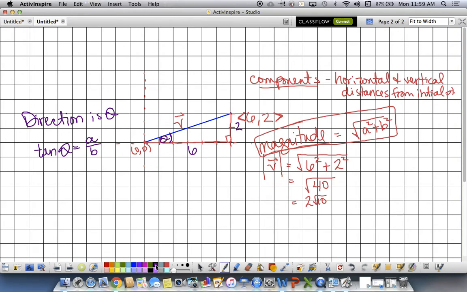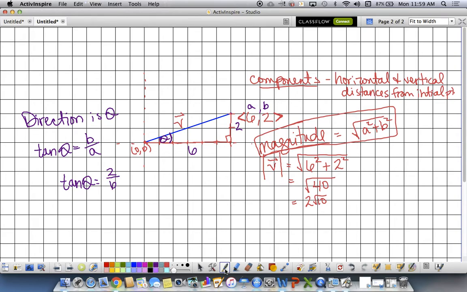No. It depends on which way you're going. I don't like to use these letters because I want to do 2 over 6 every time, whichever one is A and B. If this is A and that's B. Opposite over adjacent. That's what you have to remember. So we're going to do inverse tan of this. So in this problem, our tan theta would equal 2 over 6.